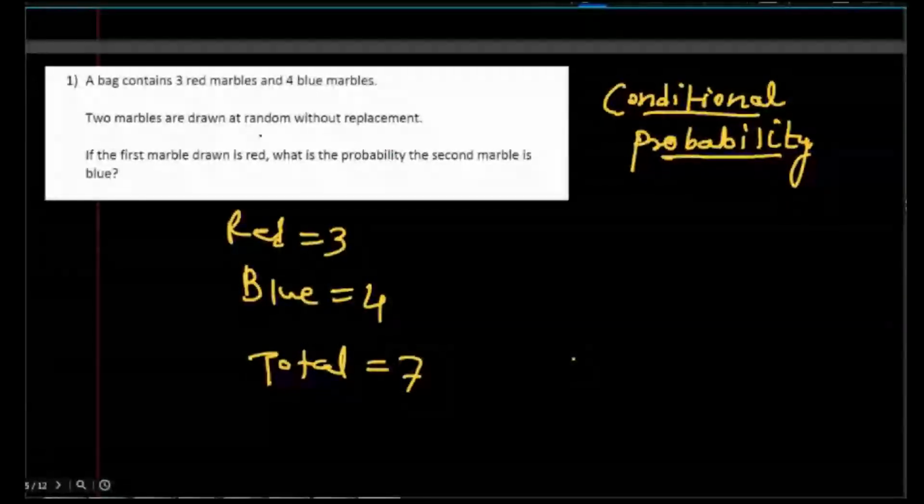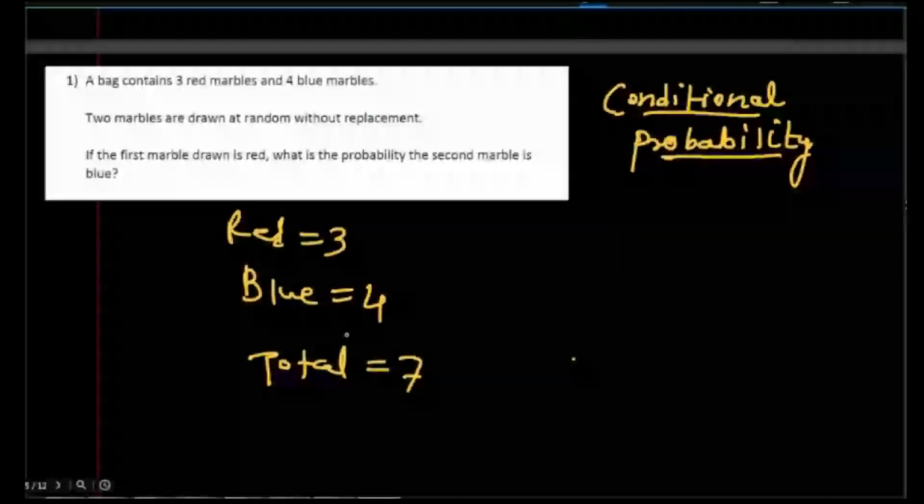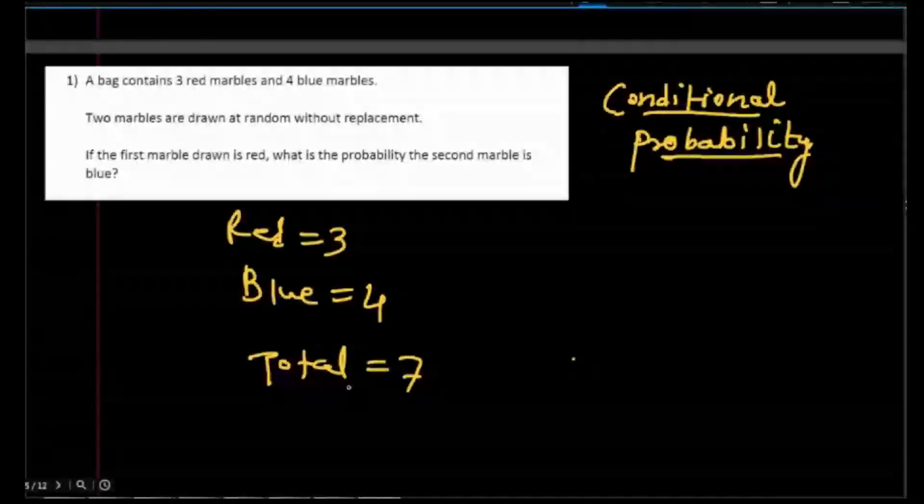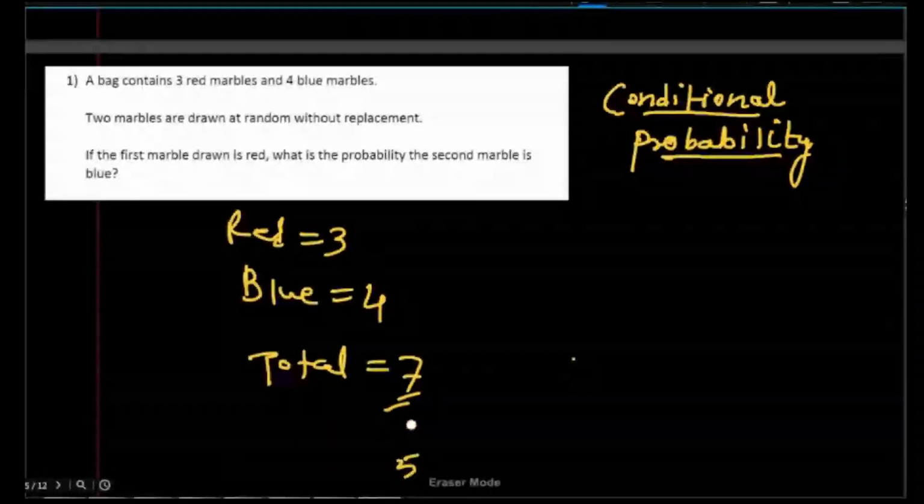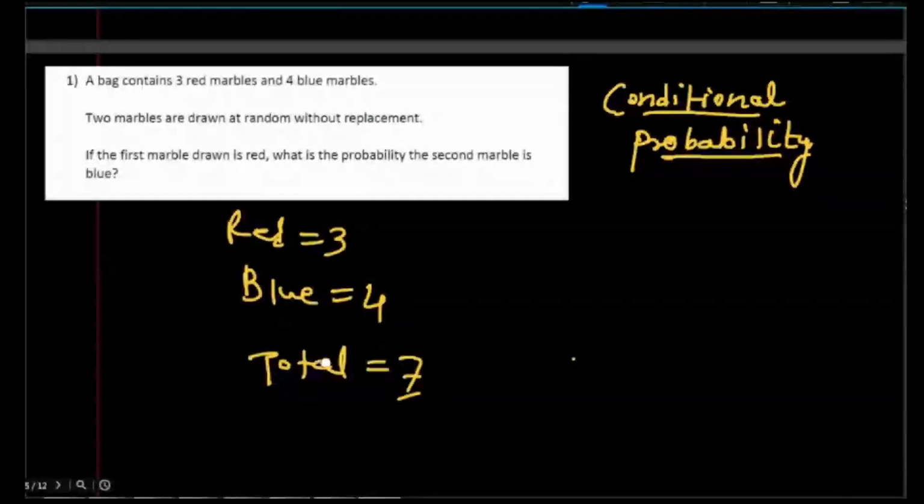Without replacement means if you draw the first marble, the remaining marbles will be 6. With replacement means if you draw a marble from a bag, then you again put that marble back into the bag. So that is called the replacement. So with replacement, for every experiment you will get total marbles as 7. But without replacement, for the first experiment marbles will be 7, then for the next it will be 6, for the next it will be 5, and so on. So the number of marbles in the bag will go on decreasing, and the probabilities will also change.